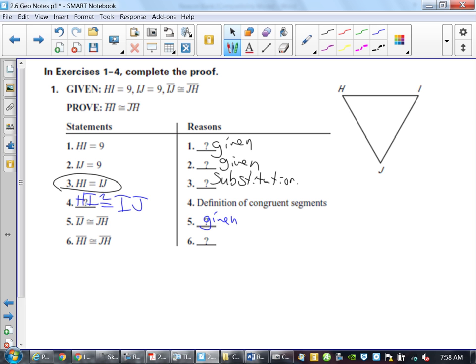So now look at what they have. They have HI to IJ, IJ to JH, HI to JH. Isn't this on a diagonal? What property has the stuff that has a diagonal?